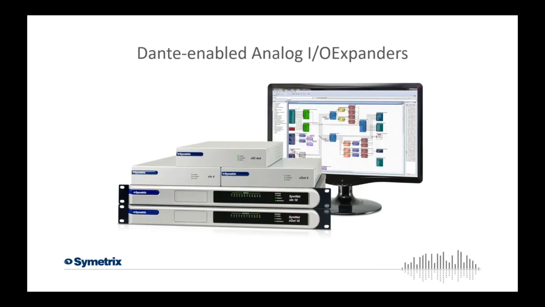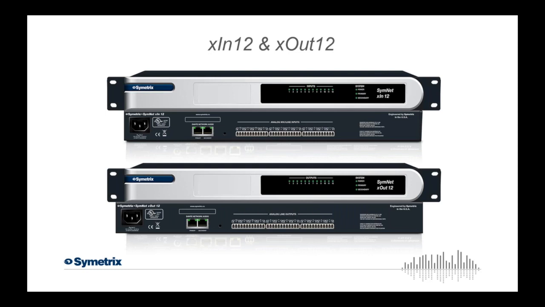Okay, and then I'll move on to the Dante enabled analog IO expanders. We've got a few different models there for Dante expansion. The X-in12 and the X-out12 gives you either 12 analog inputs or 12 analog outputs that you can connect to the system over Dante.